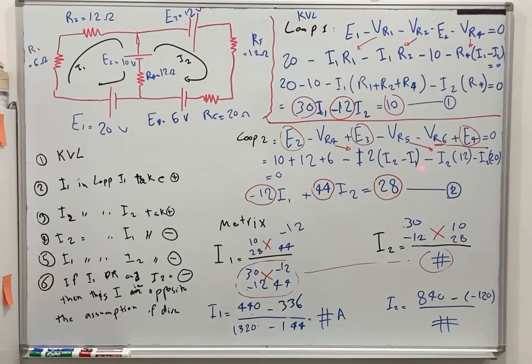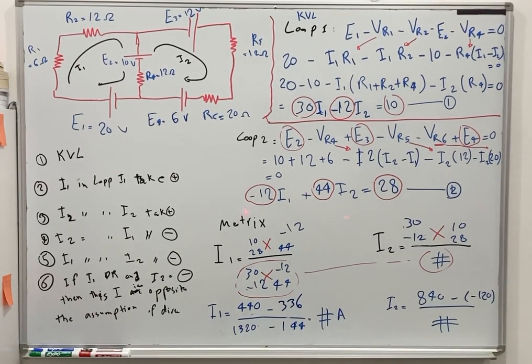VR5 equal minus I2 multiplied by 12. And also I6 is the same. I2 minus I2 multiplied by 20. So I2 is covering all this area, while I1 just goes through R4. Okay, so we got this equation too.